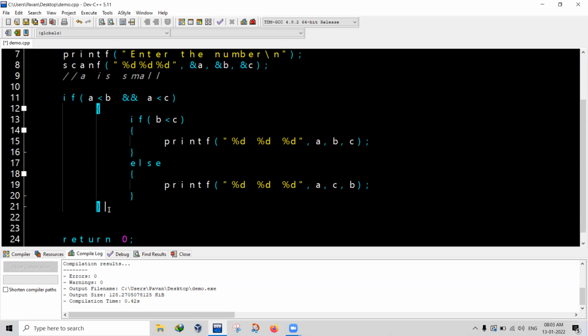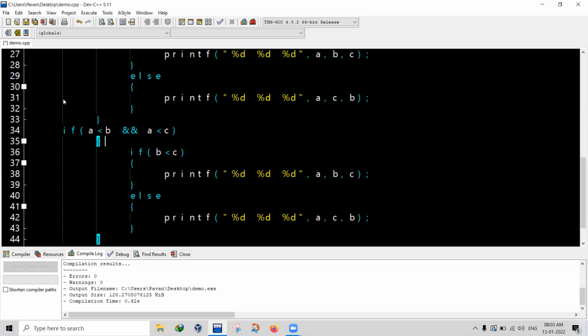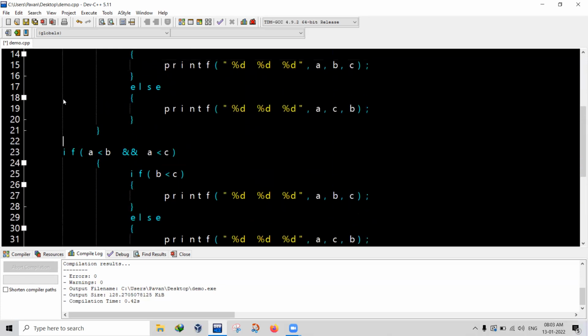Now just copy paste this. I don't want to confuse the people. Just copy paste this. Put it here. Write it like this. Put it here. Write it like this. Remove the condition. Make the last part as else. Just write it as else. Come here. Else if.